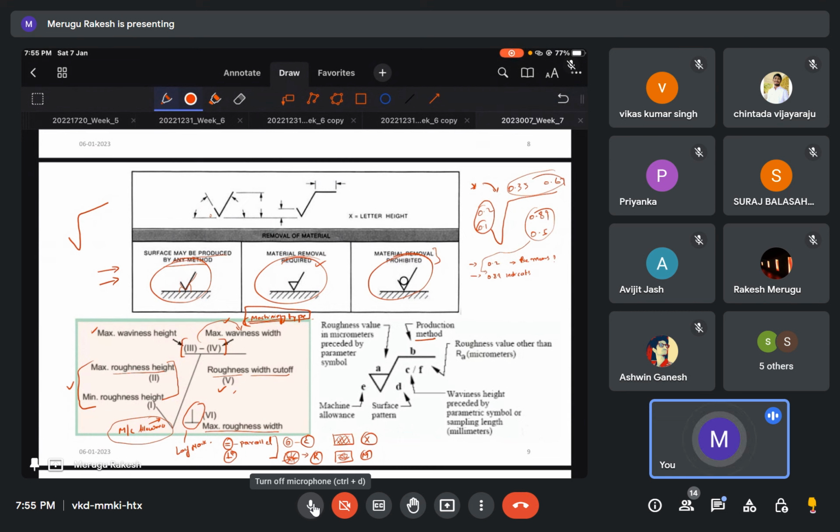So you have to remember both the figures. Okay. And what is the meaning of this? I have already given it here at the top. So these are some of the concepts related to this surface finish.